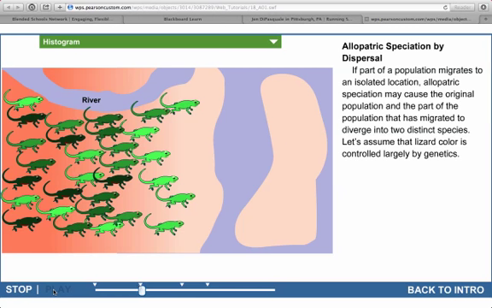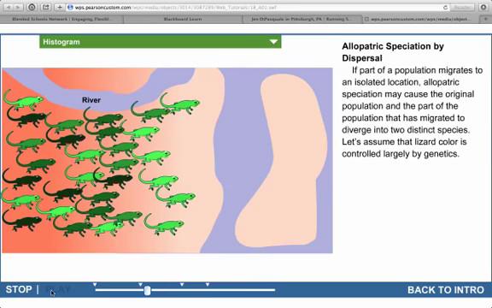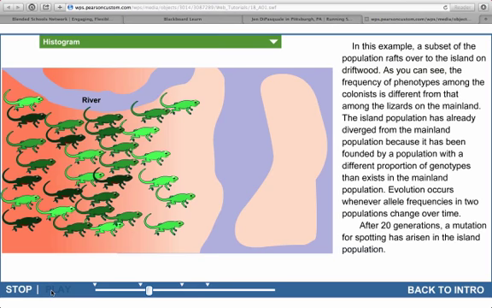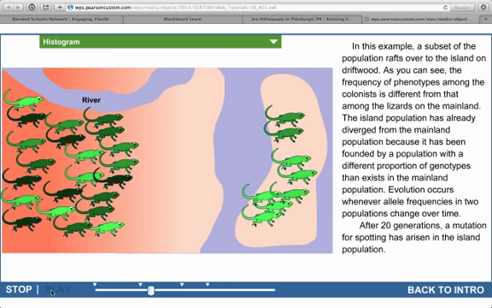If part of a population migrates to an isolated location, allopatric speciation may cause the original population and the part of the population that has migrated to diverge into two distinct species. Let's assume that lizard color is controlled largely by genetics. In this example, a subset of the population rafts over to the island on driftwood. As you can see, the frequency of phenotypes among the colonists is different from that among the lizards on the mainland.